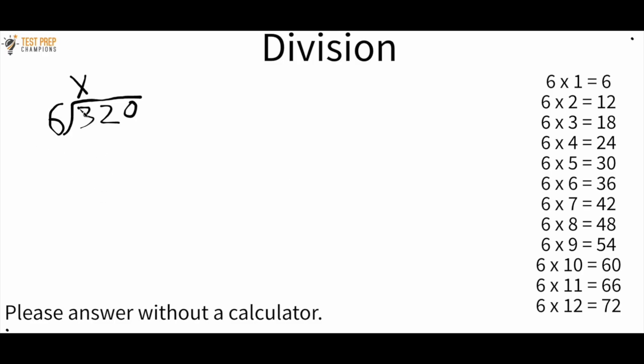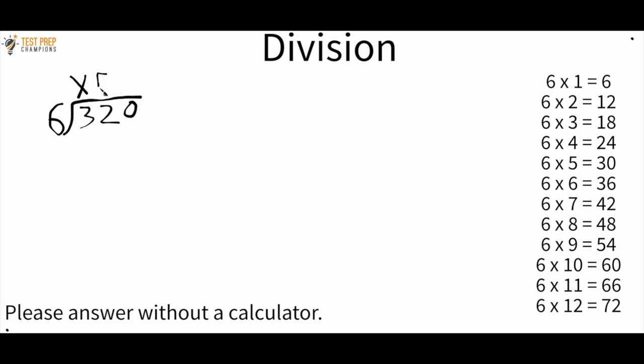So 6 doesn't go into 3. So the next thing I want to ask is, how many times does 6 go into 32? So we come over here and we see that 6 times 5 equals 30. So I want to pick 5 here. Now I don't want to pick 6 because 6 times 6 is 36. That's too big. So I'm going to go with 5 here because 6 times 5 gives us 30, which is something close to 32, but it's not bigger than 32.